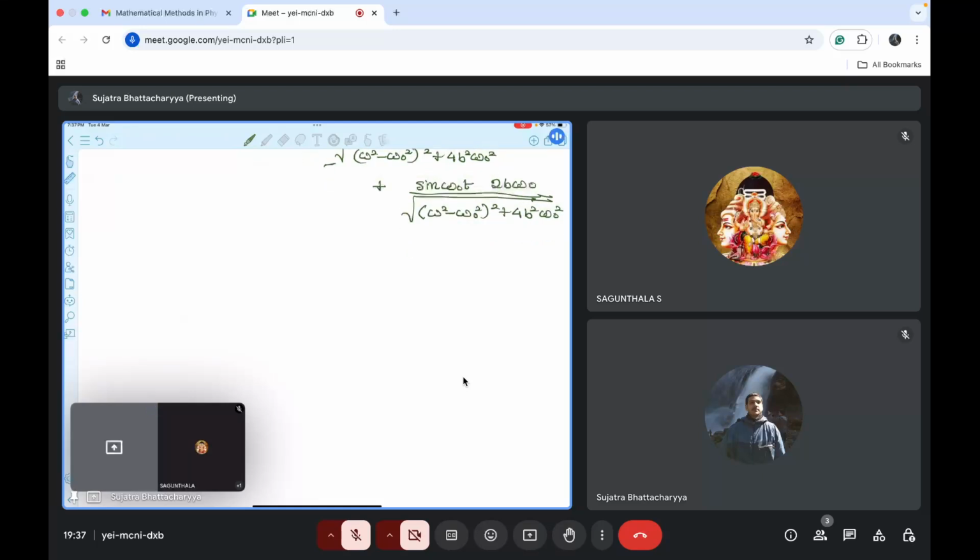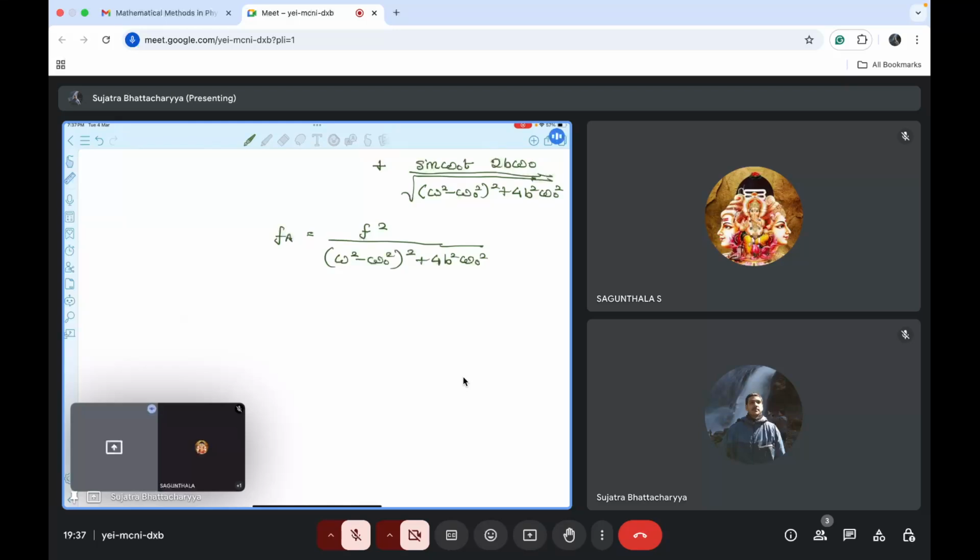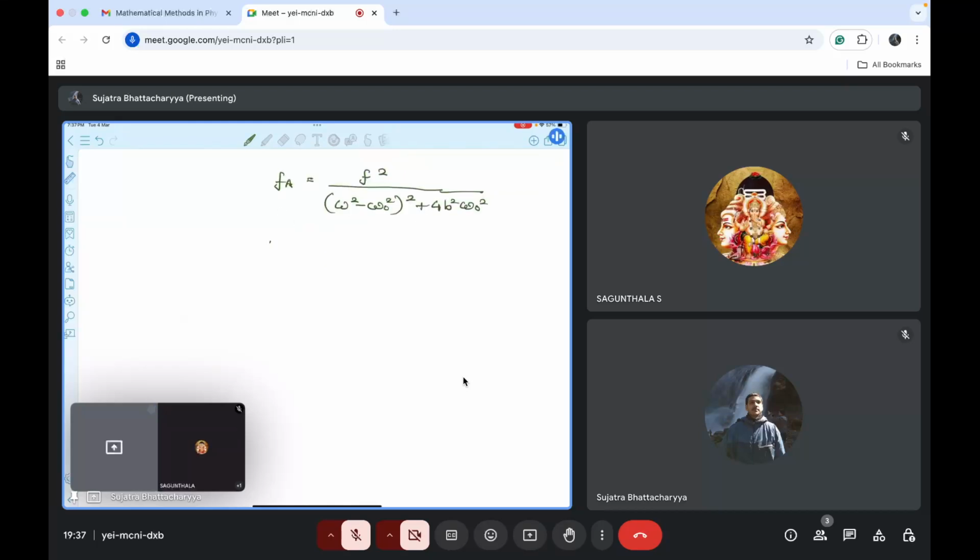People write the amplitude f of a, which is well discussed in the week 6 content. You can go through that. F square divided by omega square minus omega naught square whole square plus 4b square omega naught square. This is your amplitude, which people tend to write. And there is a resonance frequency. To calculate that, we generally do dfa by d omega naught and put that equal to 0.